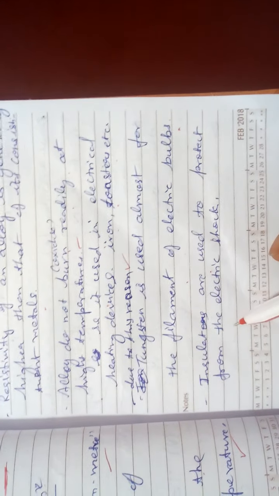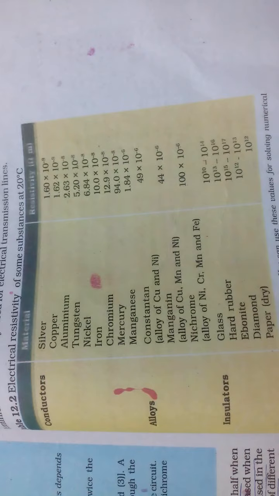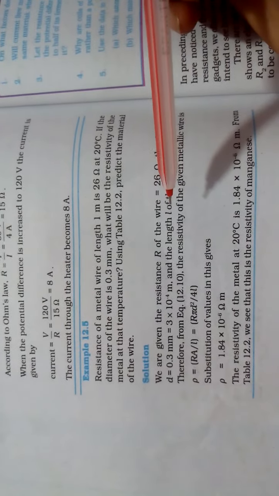Insulators are used to protect from electric shock. So you are seeing this. Now we will see the combination. Here also you have seen there is a table given in the book: conductors, alloys and insulators. On the basis of this resistivity there are numericals also. I will explain afterwards all the examples, how you change the unit, and how rho and resistance work. Now we will see the resistance of a system of resistors.